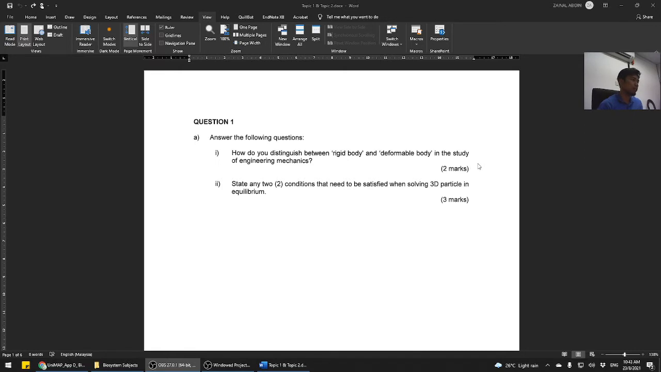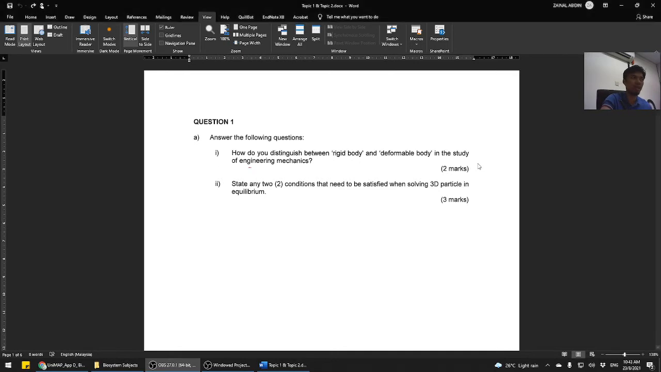Question 1, answer the following question. How do you distinguish between rigid body and deformable body in the study of engineering mechanics? Static lah, engineering mechanics here is Static. Okay. How do you distinguish? Macam mana you bezakan di antara rigid body and deformable body?